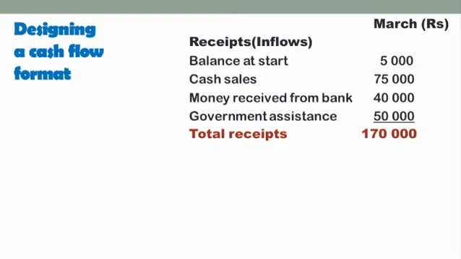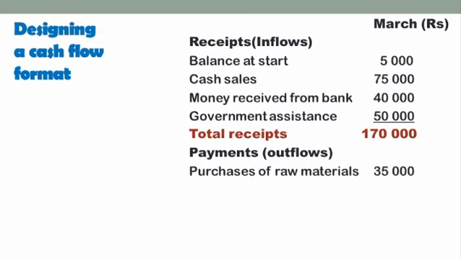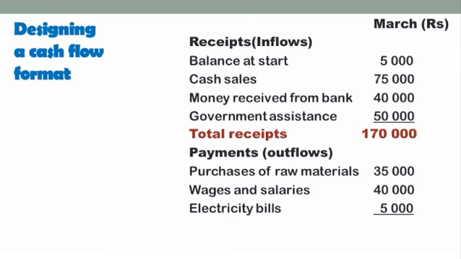Now let's look at the cash outflows or payments. Purchases of raw materials 35,000 rupees plus wages and salaries 40,000 rupees plus electricity bills 5,000 rupees, which makes a total payments or total cash outflows of 80,000 rupees.